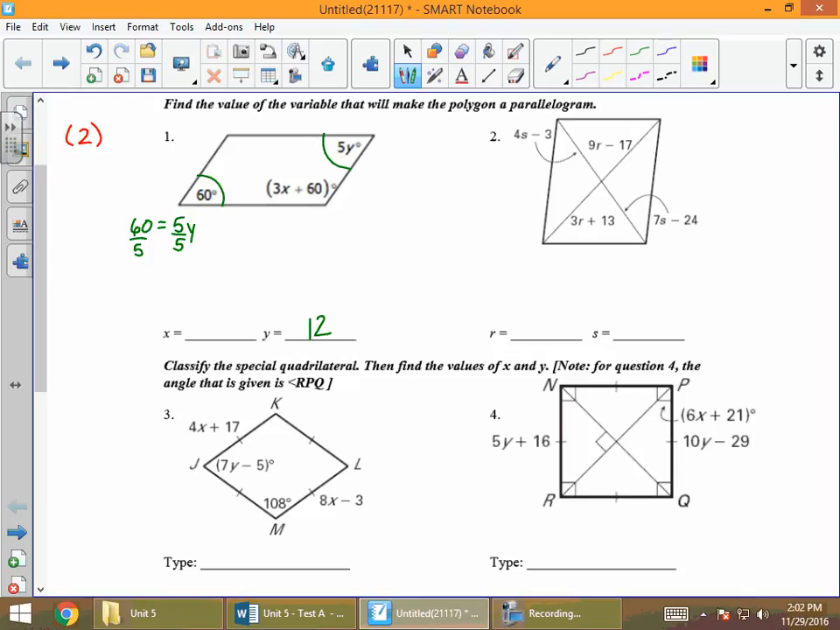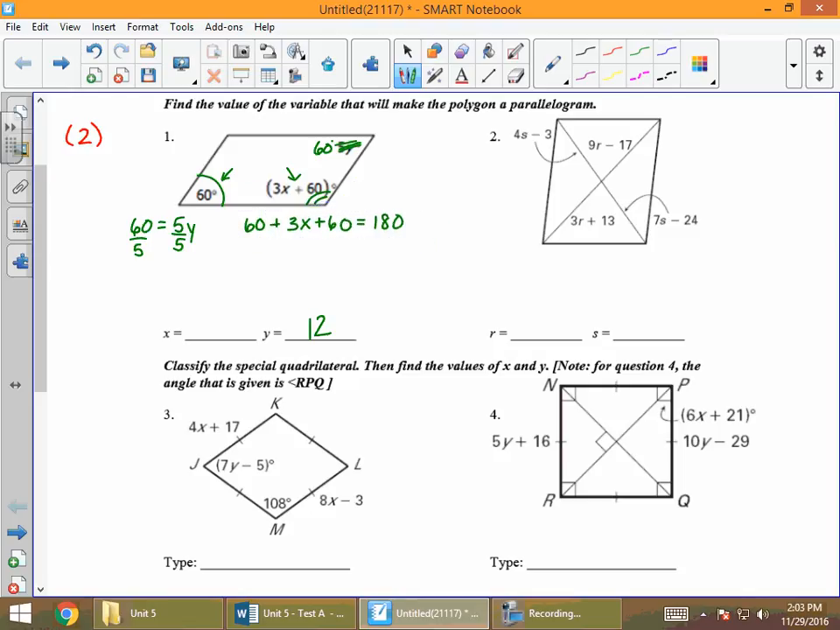And if I plug 12 in, 5 times 12, that means this angle up here is obviously 60 as well. Now, consecutive interior angles: if I take this 3x plus 60, it does not equal 60. It has to be supplementary with 60. So if I take the 60 right here, and I take this one, 3x plus 60, and I add them together, it has to equal 180. That's what it means to be supplementary.